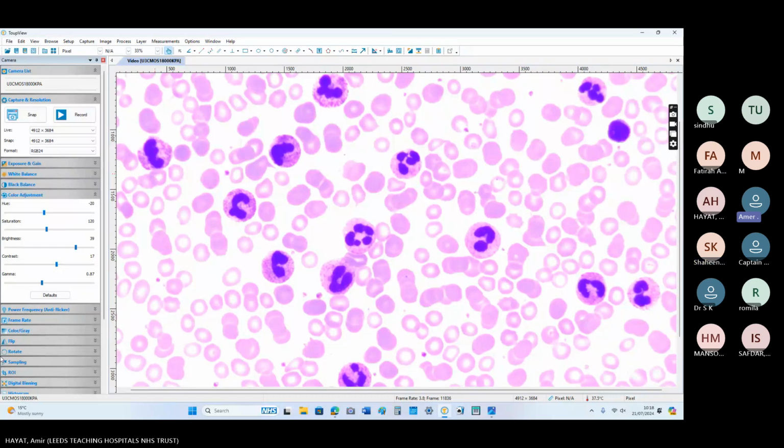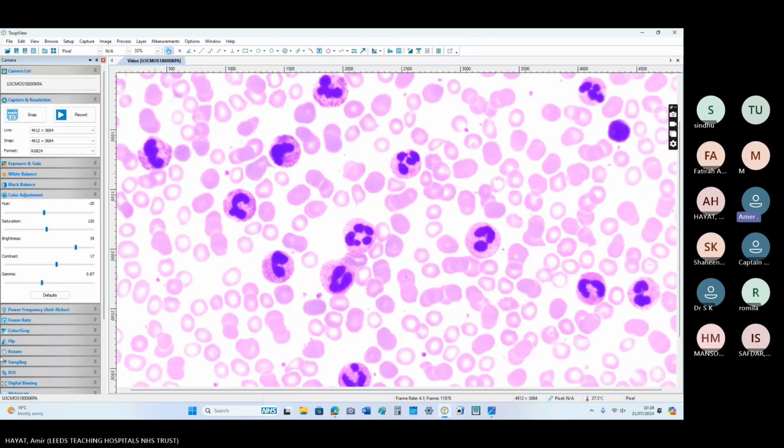Chronic neutrophilic leukemia has a separate criteria. You cannot diagnose it on blood film. Their neutrophils are mature. They are not that much toxic granulated, and it has a specific criteria. I think the neutrophils should be more than 80%, and they are all mature neutrophils.